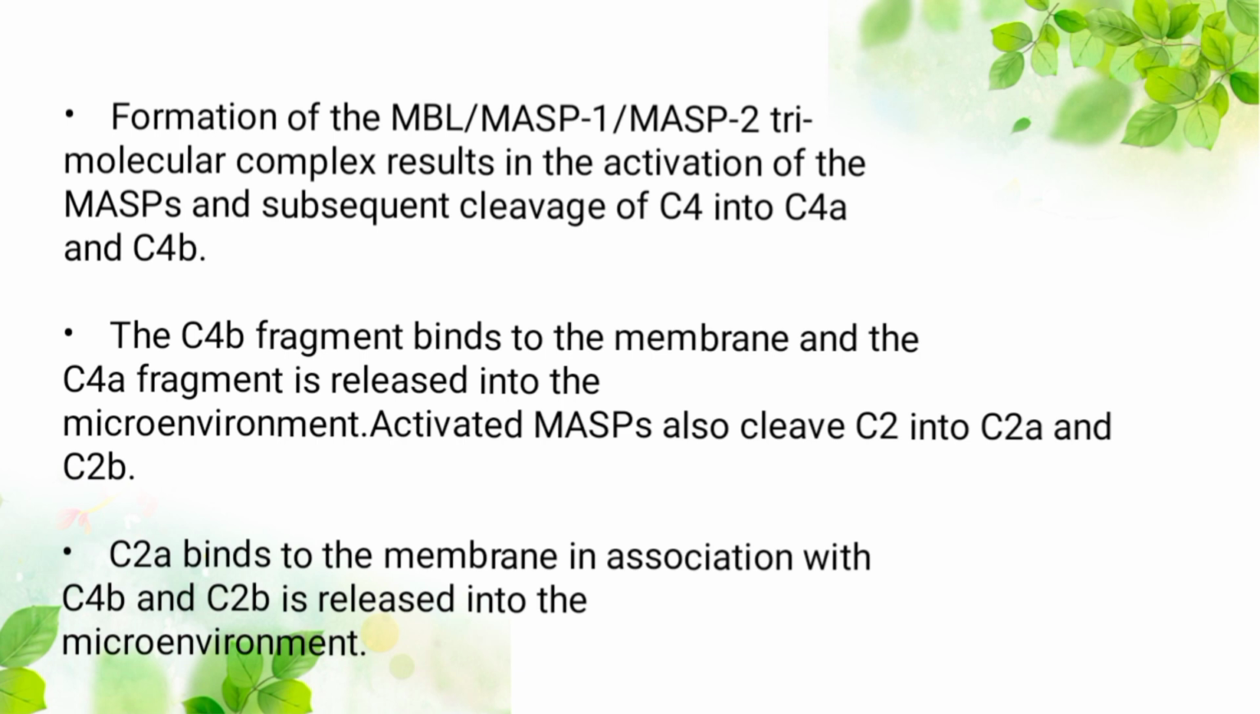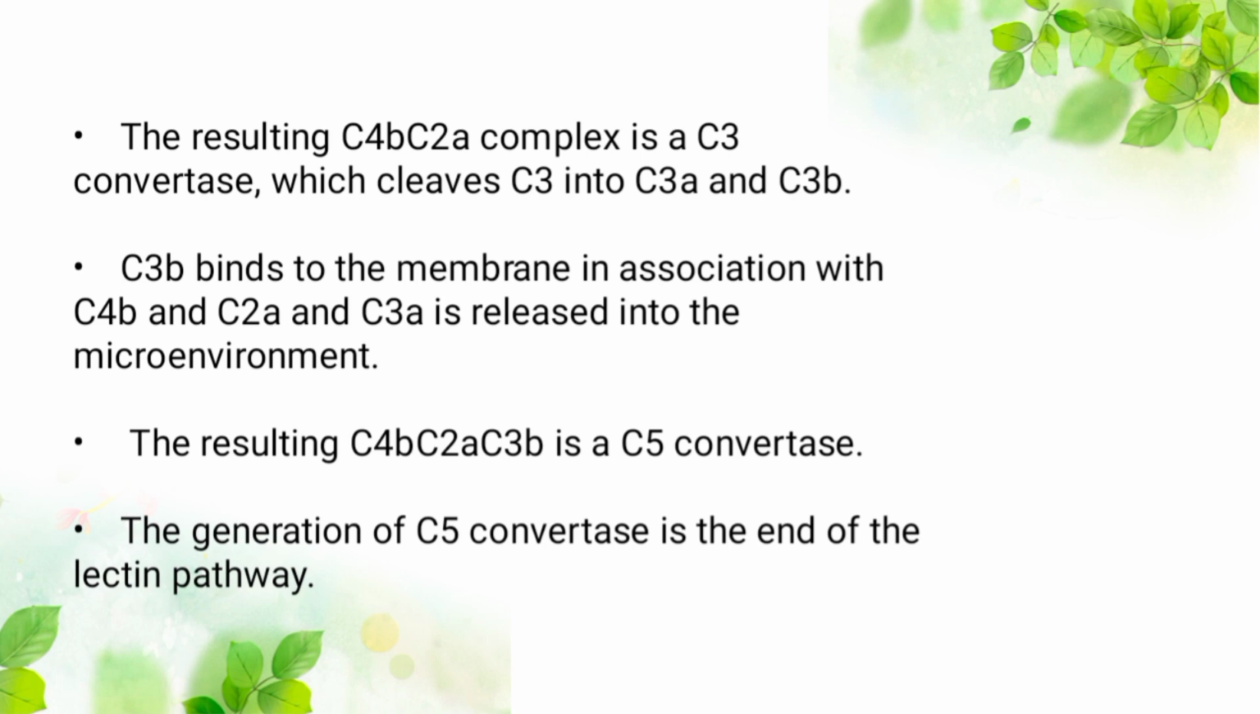The resulting C4b2a complex is a C3 convertase, which cleaves C3 into C3a and C3b. Receptors for C3b and C3bi promote phagocytosis but not the release of toxic oxygen from human phagocytes. C3b binds to the membrane in association with C4b and C2a, and C3a is released into the microenvironment. The resulting C4b2a3b is a C5 convertase. The generation of C5 convertase is the end of the lectin pathway.